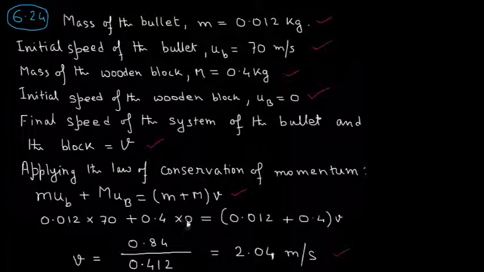So putting the values of m, u b, capital M, U capital B and V, we get 0.012 multiplied by 70 plus 0.4 multiplied by 0 is equal to (0.012 plus 0.4) multiplied by V. So V is equal to 0.84 upon 0.412, which is equal to 2.04 meter per second.